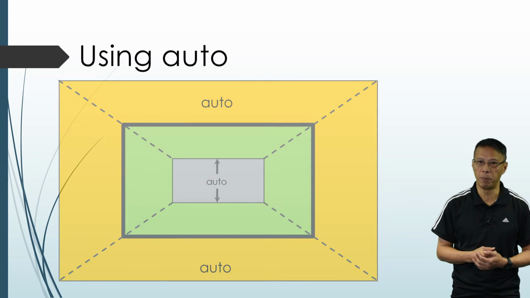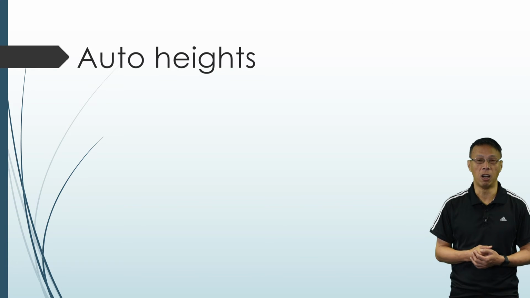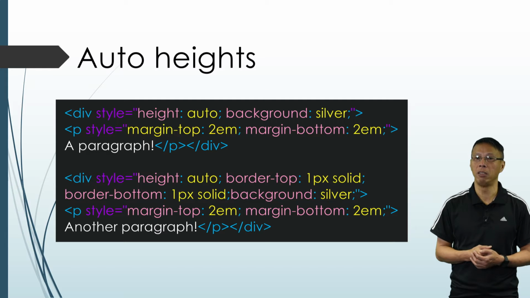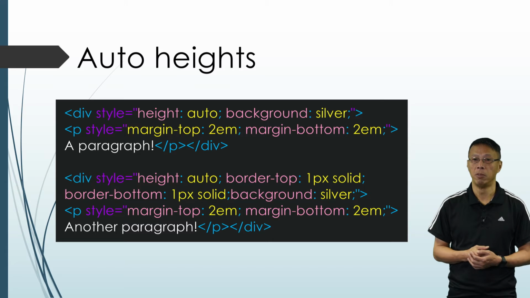While we continue to talk about auto heights, there are some small and subtle differences when we set auto for the heights. Here we have one example. The first two lines are using style height auto. And then the margins for the P element, the top one is 2em as well as the bottom one. Now, because of the auto in the div element, that is the parent element of the P element, the 2em is not in effect.